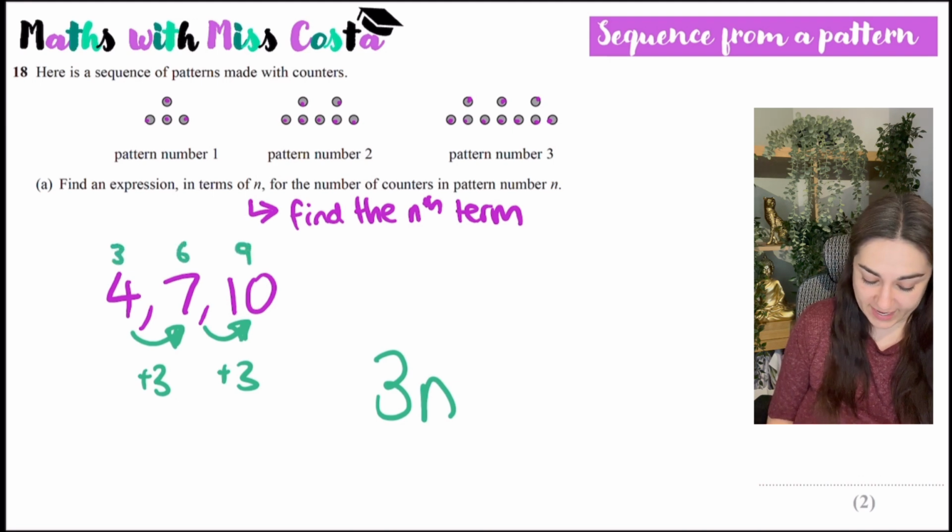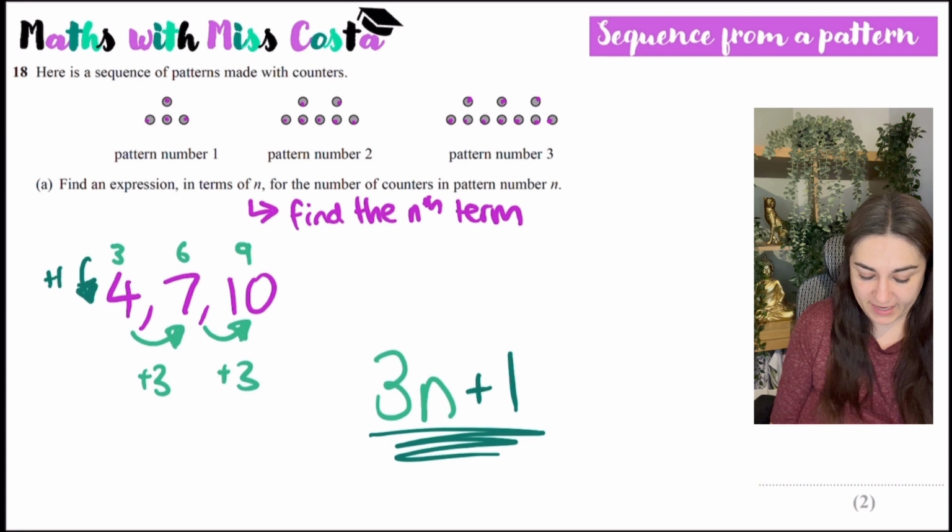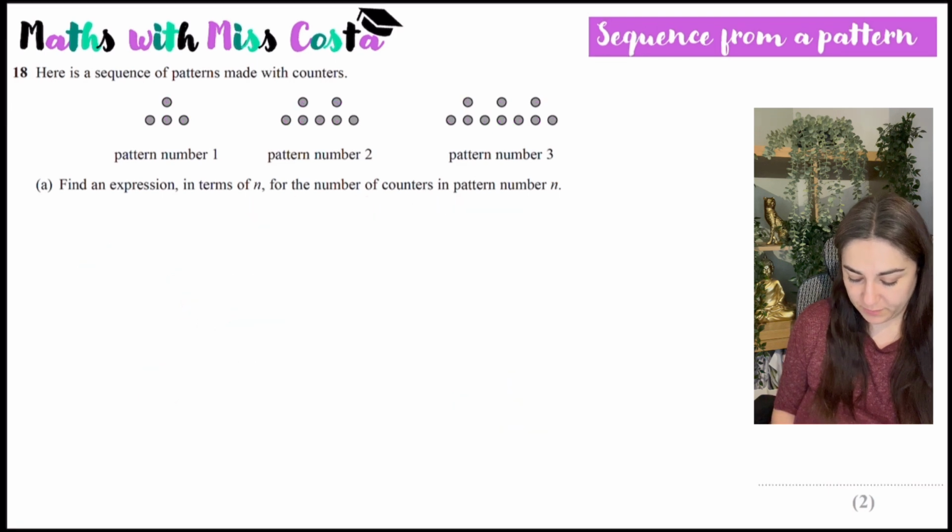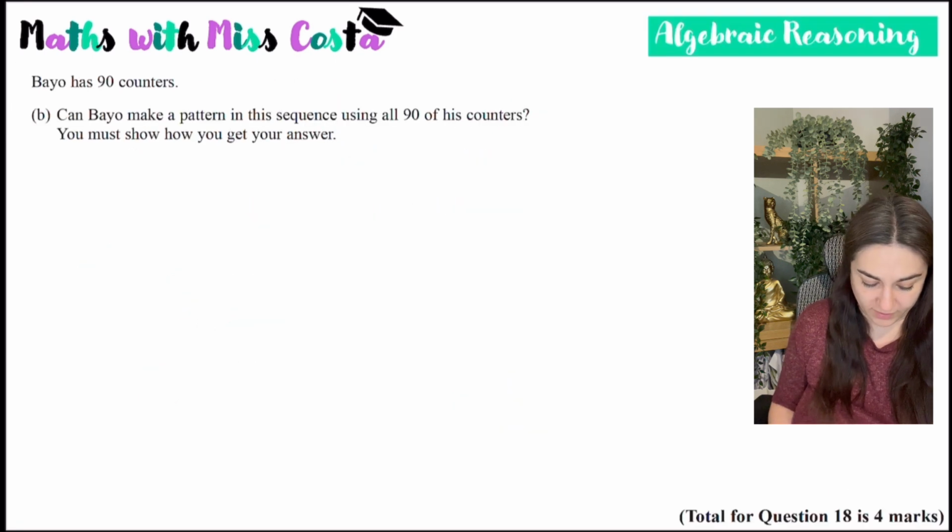So I'm going to write 3n. But if it was the 3 times tables, it would be 3, 6, 9. So what's the difference between 3 times tables and this sequence? I'm adding 1 each time. So it would be 3n plus 1.